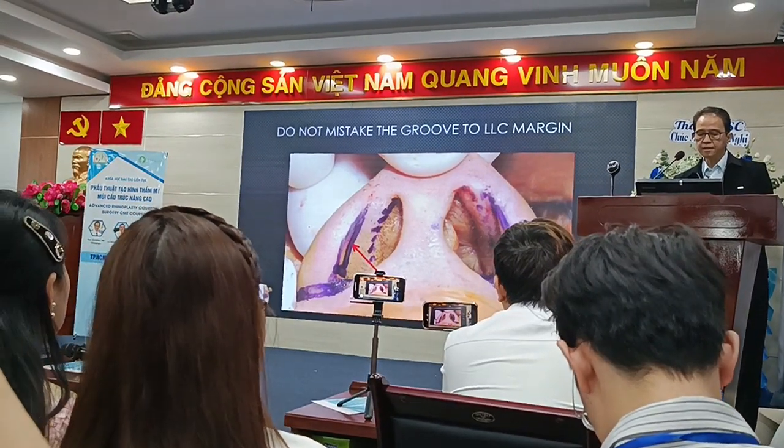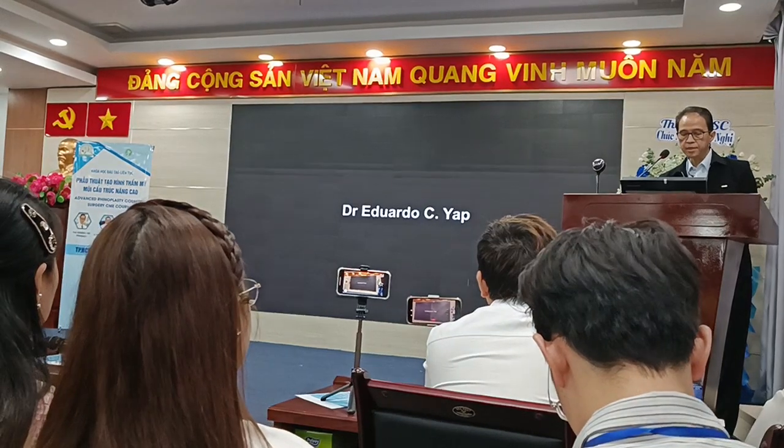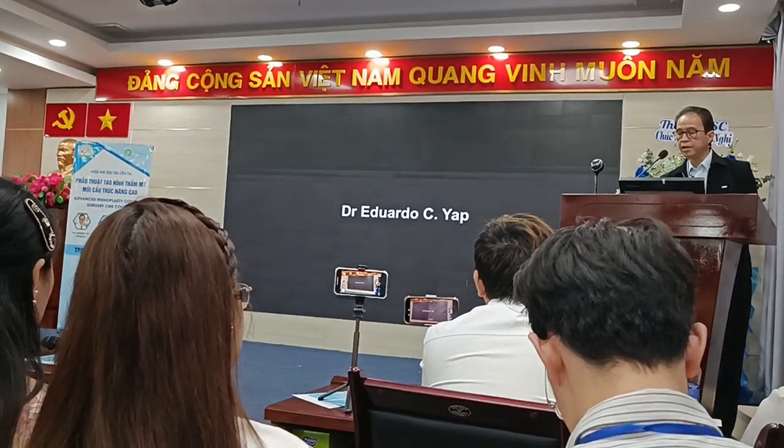Then do not mistake the groove, or we call it the Yap's groove. Do not mistake this as the caudal margin of the lower lateral cartilage.